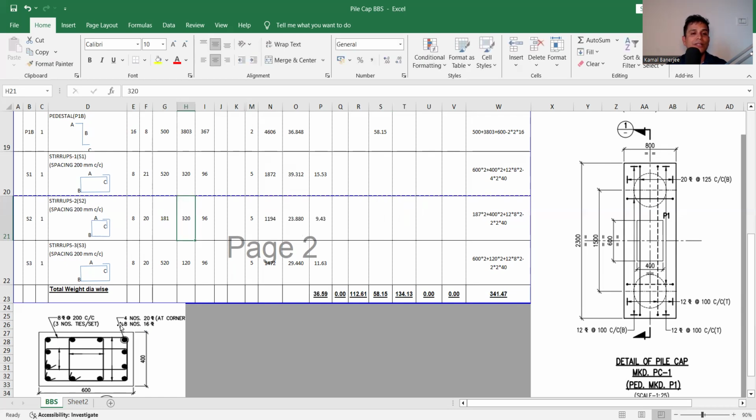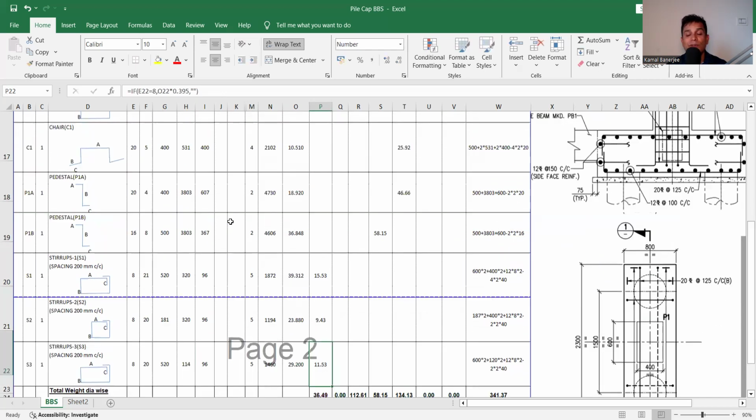Now 181 is in one direction, the other direction is already 320, and the hook length is 96. The same 5 bends, then 1194 is the cutting length, then the total length and the total tonnage. In the same way, we will calculate in the other direction: 400, divided by 3, in this direction 520 and in this direction 120. Again calculating: 320 divided by 3 is 106, so 106 plus 8 is 114. We are taking 120, though we can take 114 also. And 96 is the hook length, 5 bends, 146 is the cutting length, then the total length and the total tonnage.